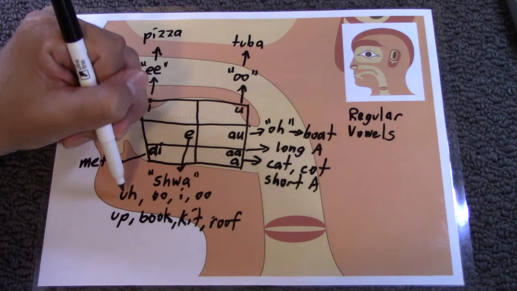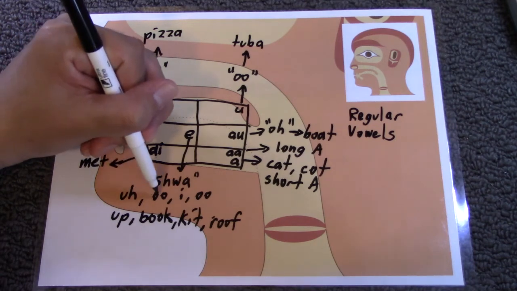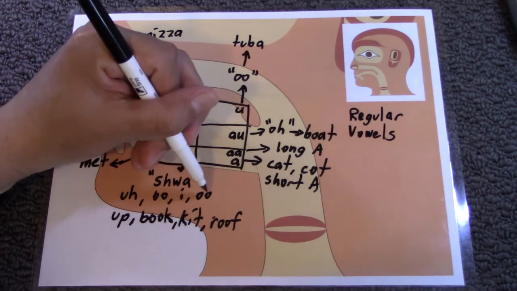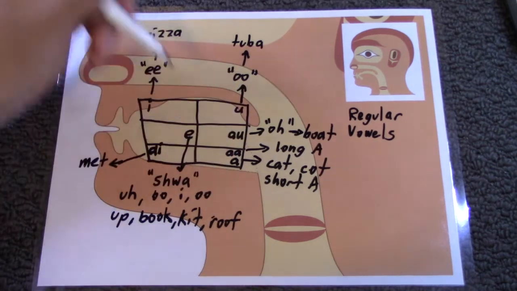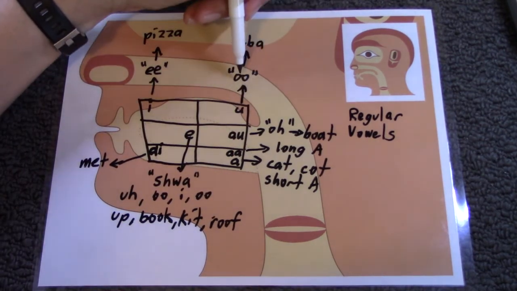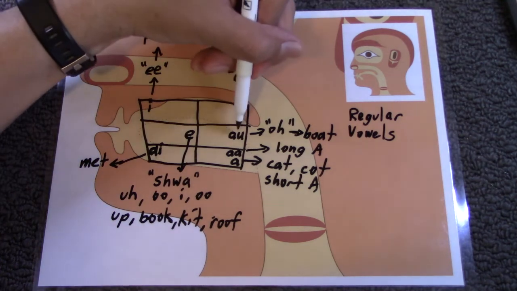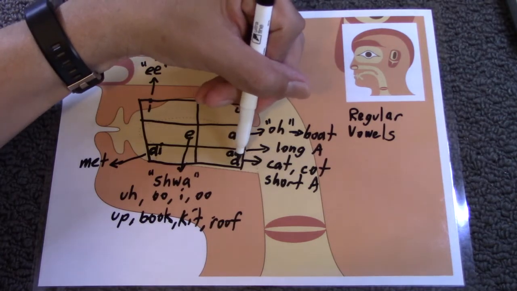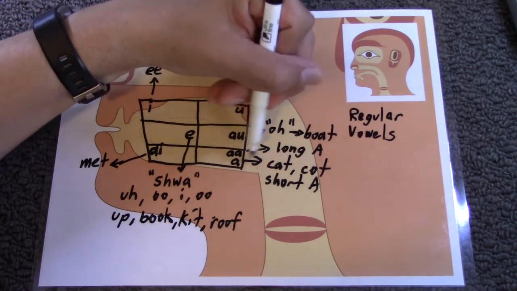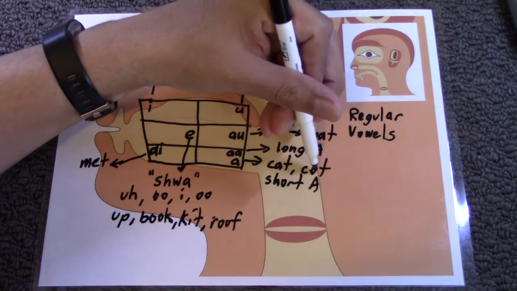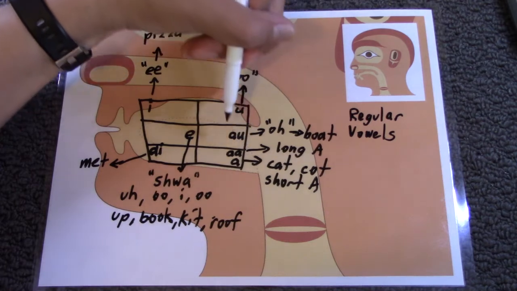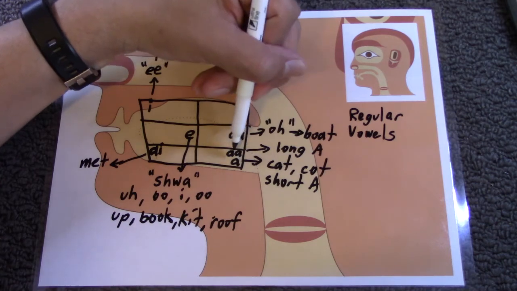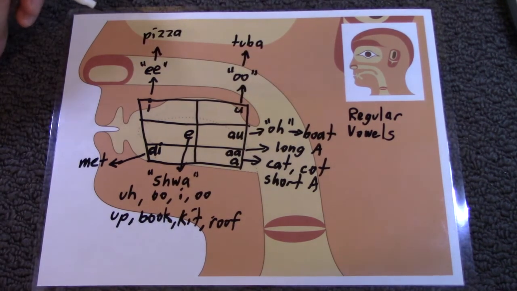The schwa can sound like the u in up, can sound like the oo in book, can sound like I in kit, can sound like oo in roof. U can sound like oo in tuba. A, U together sounds like O in boat. The single A is a short A, can sound like cat or caught. And two A's side by side is a long A. The same sound as the short A, but you hold on to it a little bit longer.